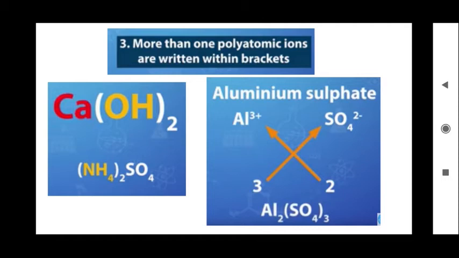Then you just crisscross. So Al2. Aluminium has the valency of sulfate, so it is Al2, and the sulfate valency should be the aluminium's valency, so it should be crisscrossed.